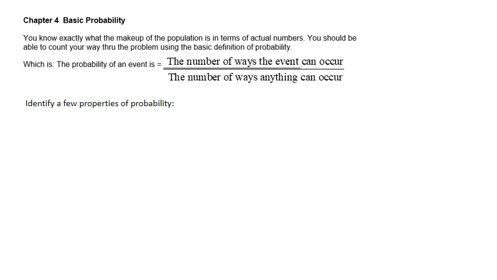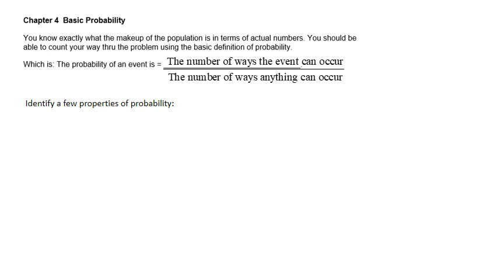Okay, everybody. This is a general overview of some of the things we covered in statistics. I'm going to start off with some general ideas, definitions, and concepts that you should know when you walk in to take that final exam. So, Chapter 4, we got the basic definition of probability.